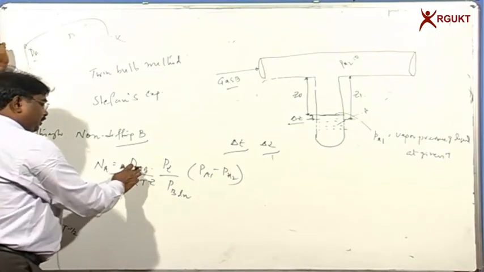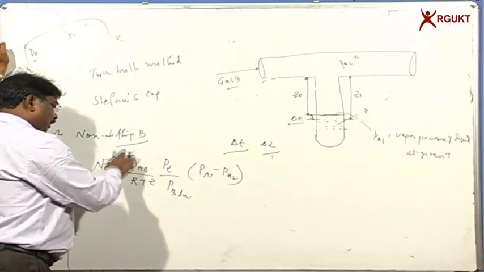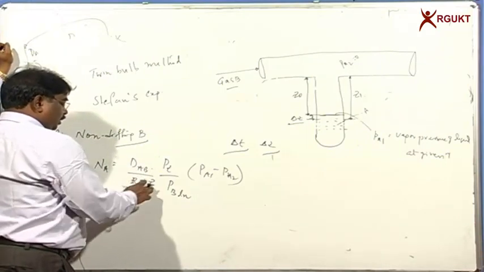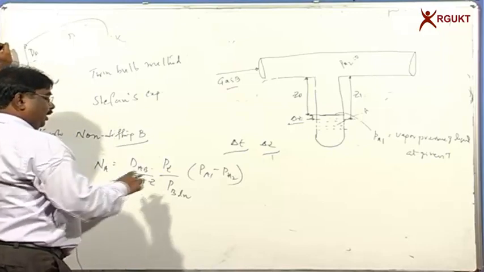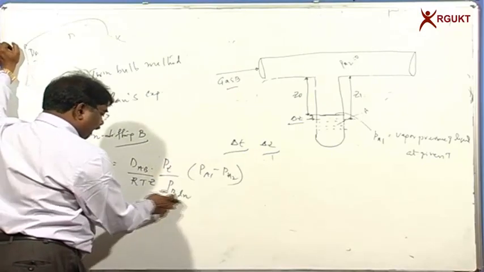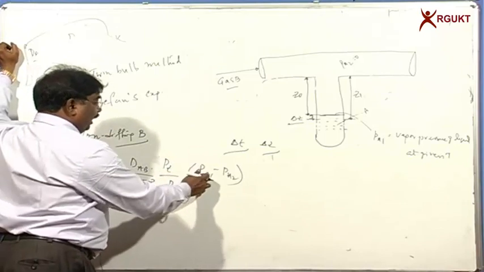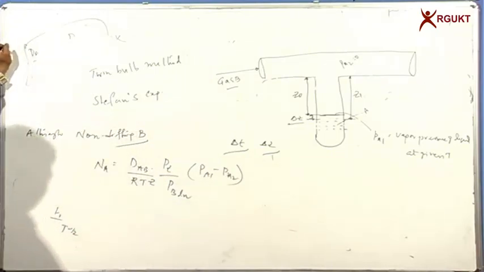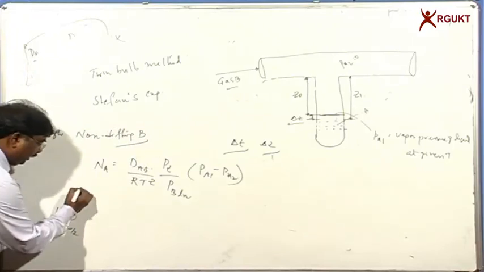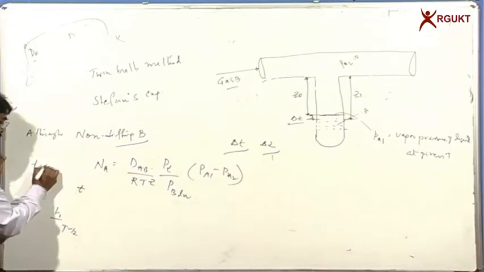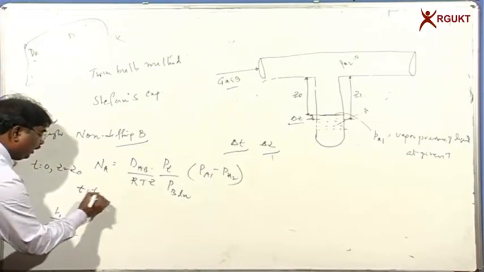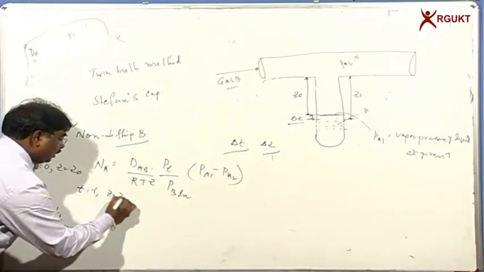We know the diffusion coefficient, which we have to estimate. We know the universal gas constant, the temperature, how much of a drop has occurred, and the total pressure. We know the logarithmic pressure of component B, and the partial pressure difference of component A. Now, at time t is equal to 0, Z is equal to Z0. At time t is equal to t, Z is equal to Z1.